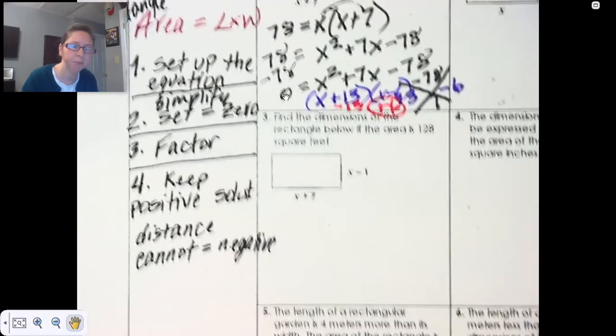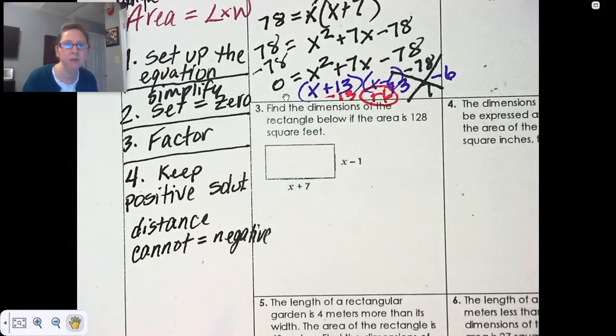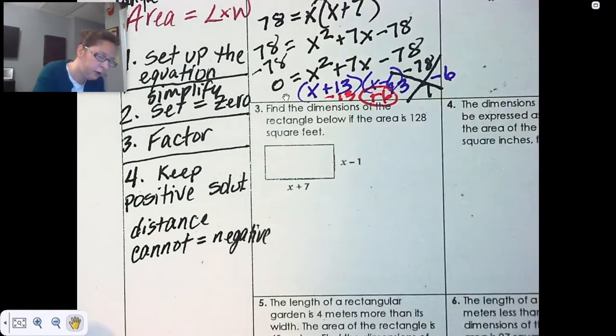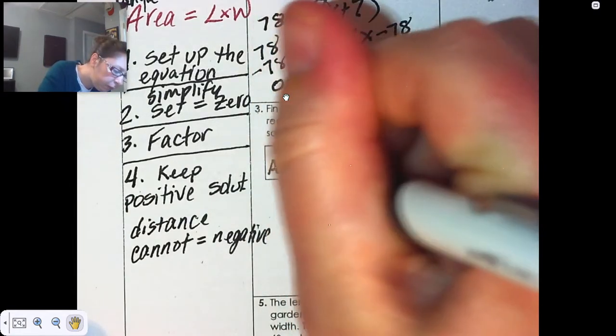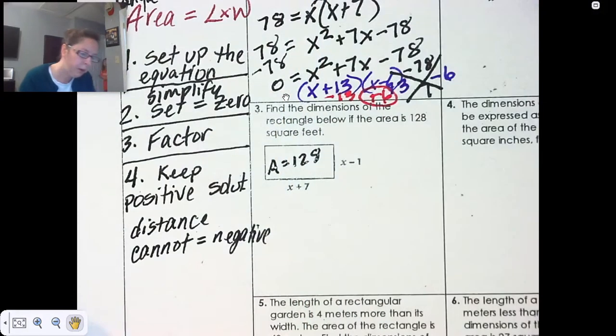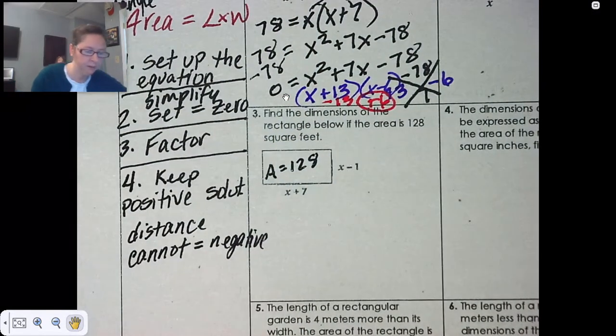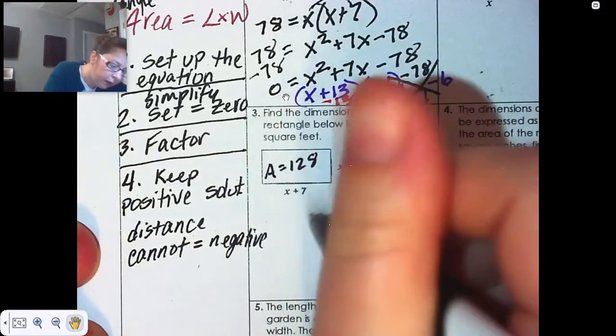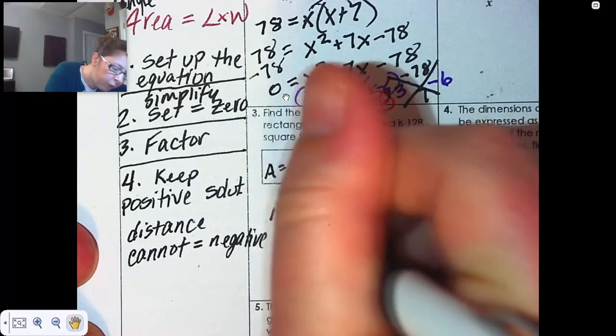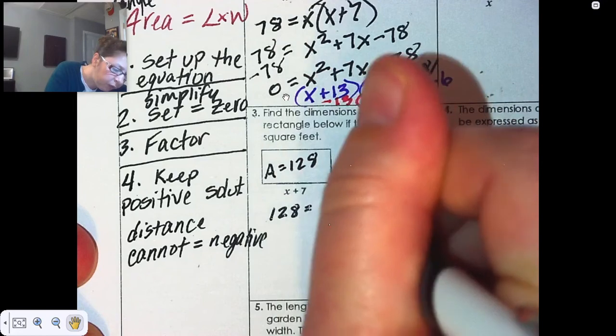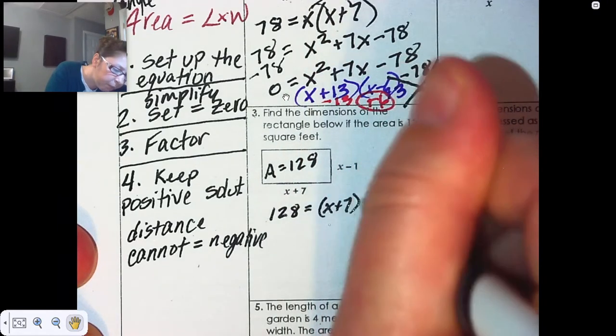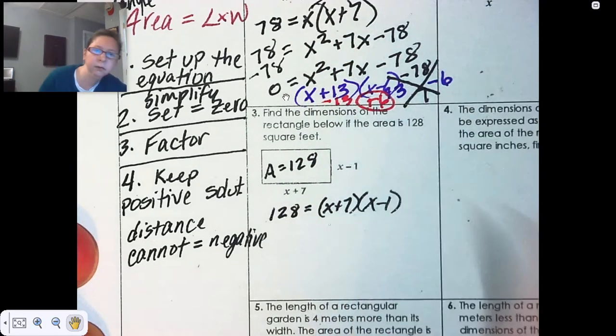We are going to do example number 3 next. We need to find the dimensions of this rectangle if the area is 128 square feet. So let's go ahead and plug in what we know. The area is 128. Okay, so what I'm going to do is I'm going to set up my equation. 128 equals x plus 7 and x minus 1.